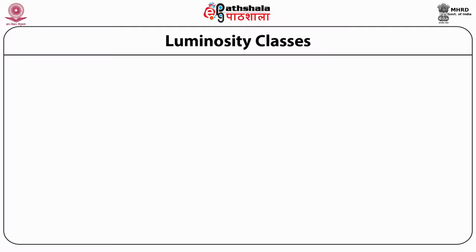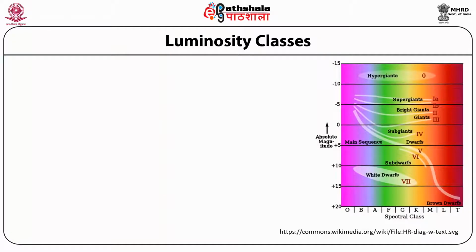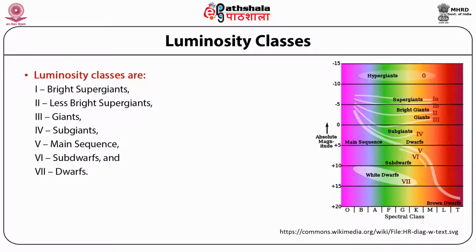Luminosity classes. The figure given here shows an HR diagram showing luminosity classification. Luminosity classes are: the first class is the bright supergiants, second class is the less bright supergiants, third class is giants, fourth class is subgiants, then in the fifth we get the main sequence, the sixth one is subdwarfs, and the seventh one is the white dwarfs.